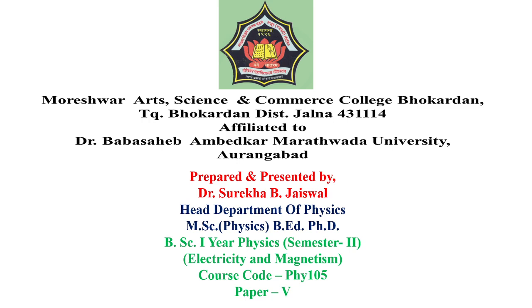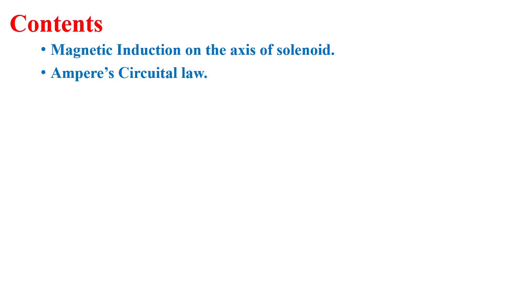Today we will see electricity and magnetism, course code number PHY 105, paper number 5, semester 2nd. Today's contents are magnetic induction on the axis of solenoid, Ampere circular law.